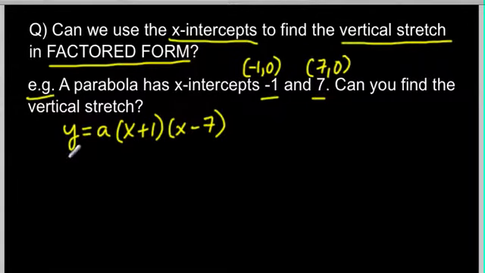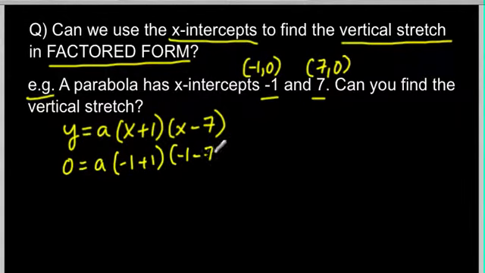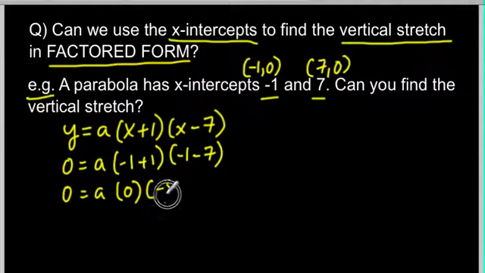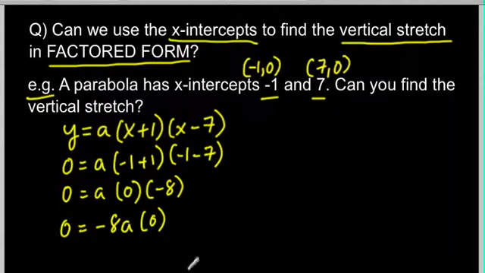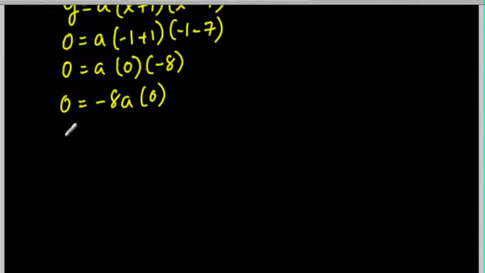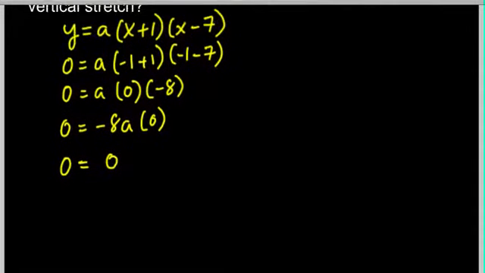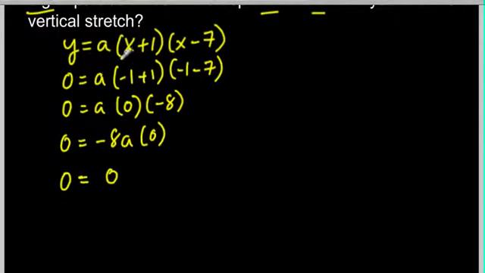Here y is equal to 0, so 0 equals a, and here x is -1, so (-1 plus 1) and (-1 minus 7). So 0 is equal to a times... -1 plus 1 is 0, and -1 minus 7 is -8, right? So 0 is equal to -8a times 0. And what is anything times 0? Anything times 0 is equal to 0. So 0 equals 0, which is true, of course. 0 has to equal itself, but we have not been able to find what a is. In other words, we could not find the vertical stretch.